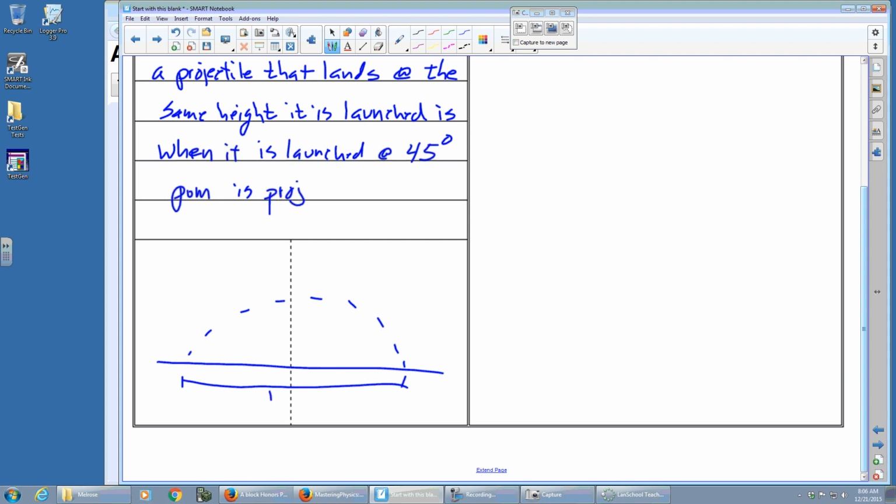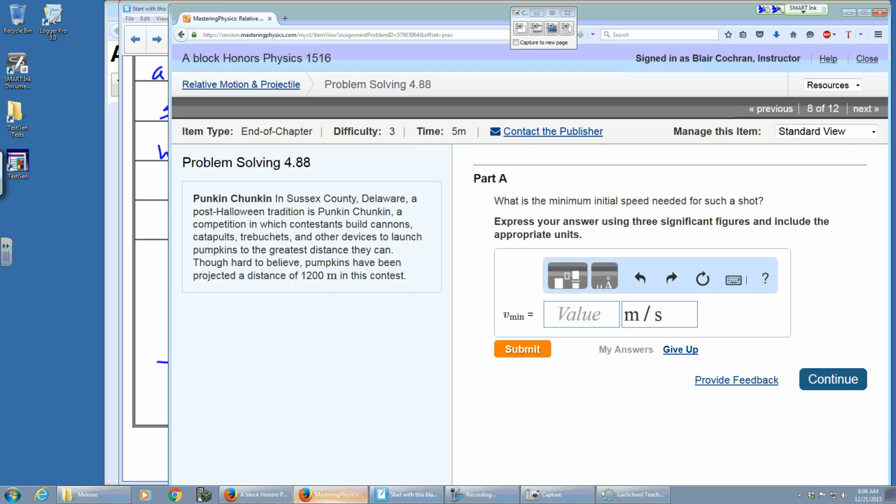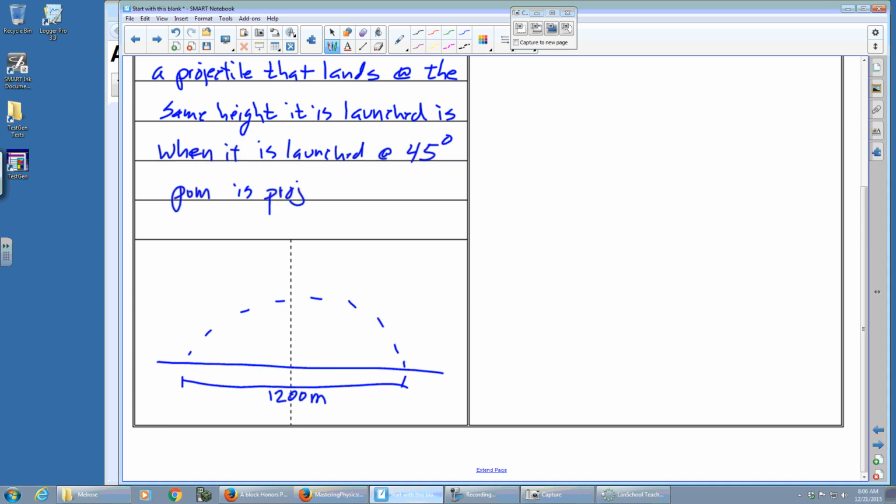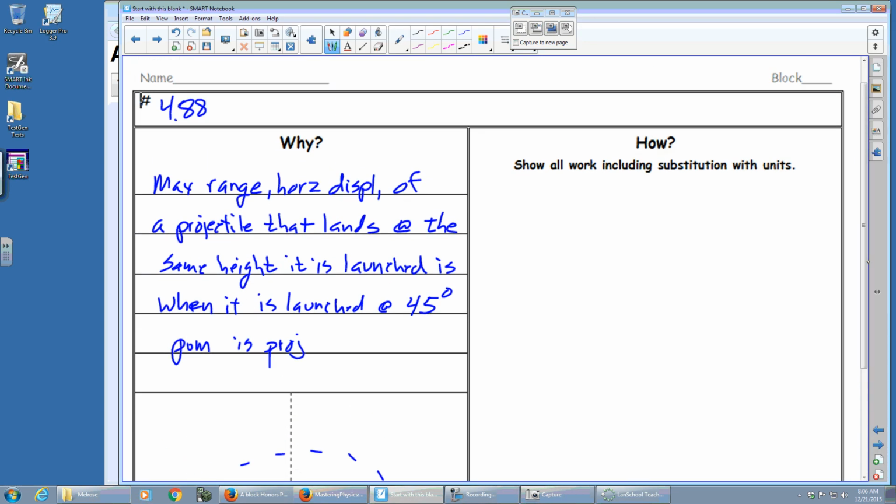And I'm doing 1,200 meters. I think that's what mine was, right? Yeah. All right.